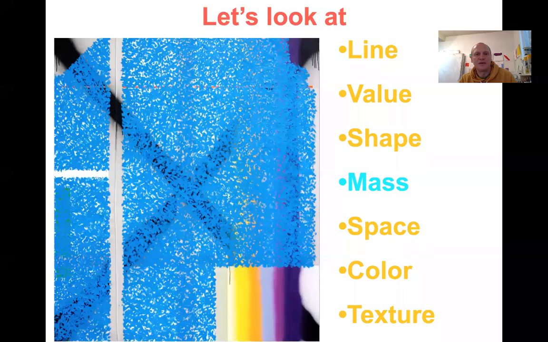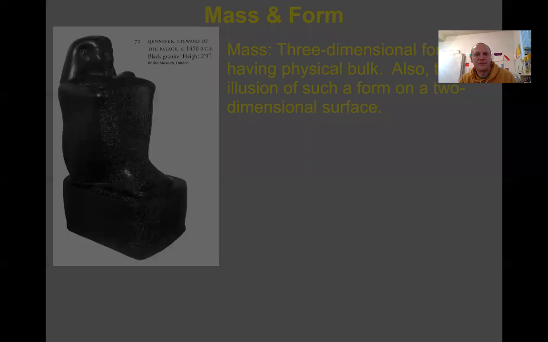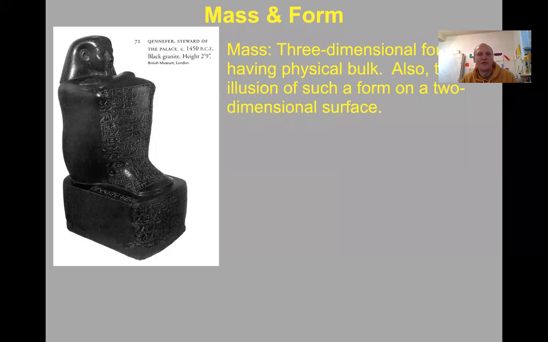Look at mass a little bit. So mass is three-dimensionality. You can think of it as the expansion of shape, right? So 2 dimensions was just shape. 3 dimensions is mass or form. And remember, this is the other use of the word form that we're using right now.